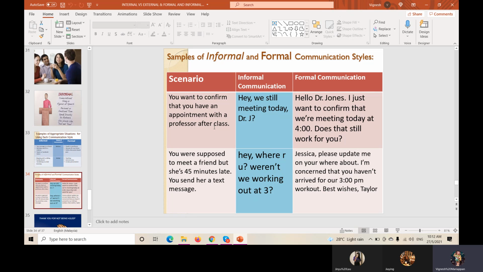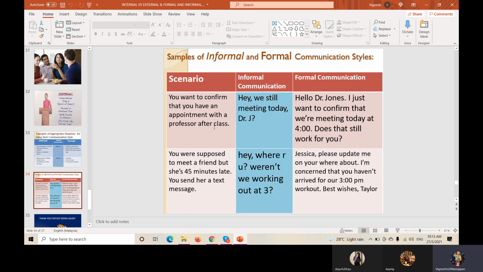Okay, if we use the informal way: hey, we still meeting today, Dr. J, it is an informal one. But if you want to type the message in a formal way, the example I gave you: hello Dr. Johns, I just want to confirm that we are meeting today at 4. Does that still work for you? This is a formal way, correct or not?